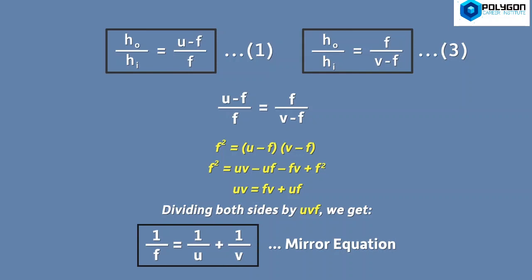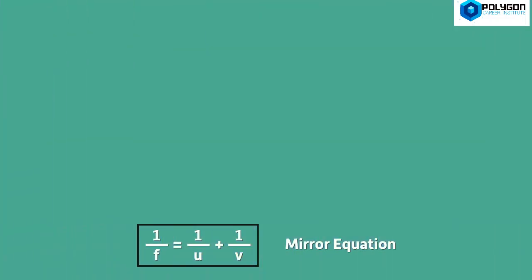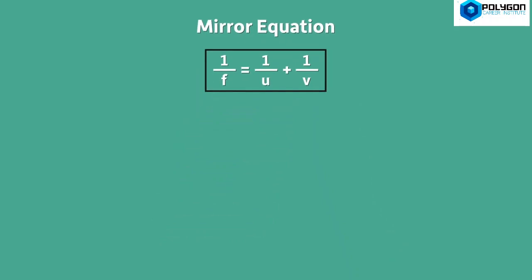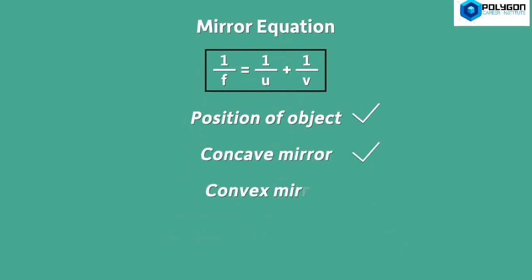However, this is not the only way to derive the mirror equation. Now, if you remember, at the start of the video, I told you that this is a general equation. That is, this equation is valid for any position of the object and for any spherical mirror under consideration. But is it so? In order to use this equation, we must make sure that some rules are followed. We will see those rules in our next video.